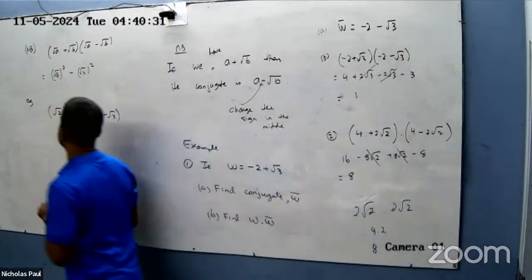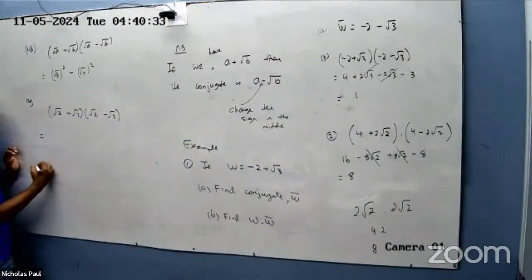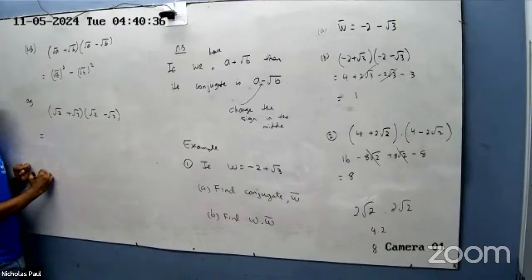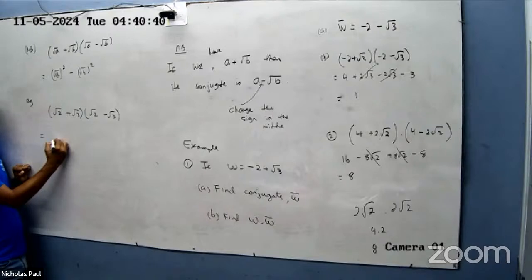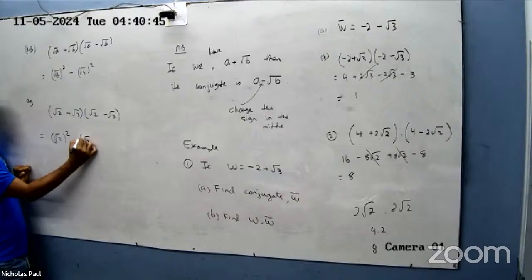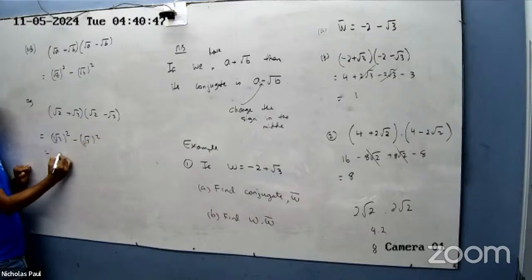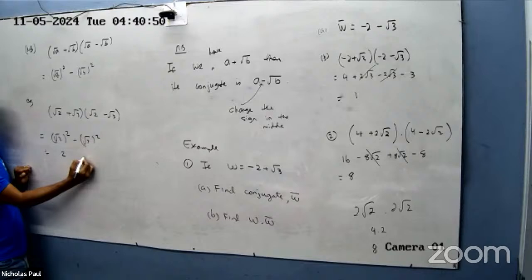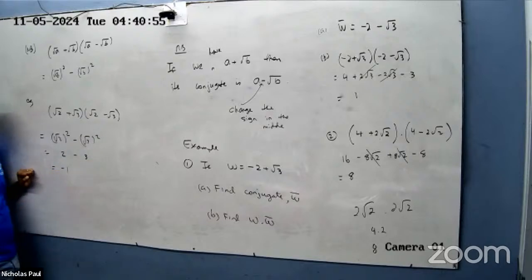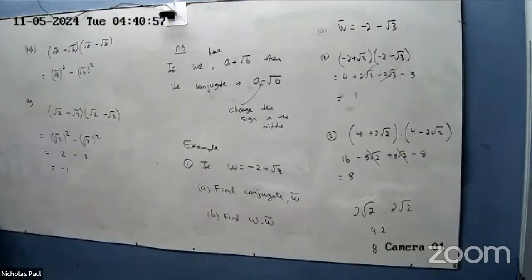Yes, Cyril, very good. First thing is what? Root 2 squared minus root 3 squared. Root 2 squared is how much? 2. Root 3 squared is 3. 2 minus 3 is minus 1. Okay? You see, Manuel, why are you all over the place? 2 minus 3. Yeah, the answer?